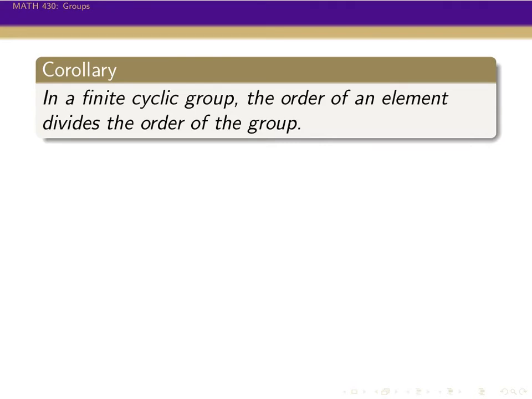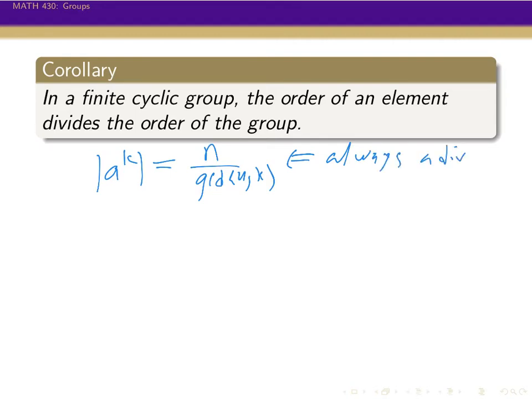So first of all, in a finite cyclic group, the order of an element divides the order of the group, right? And this is coming from the fact that the order of a to the k is equal to n divided by the GCD of n and k. This right here is always a divisor of n. And so that gives us this corollary.